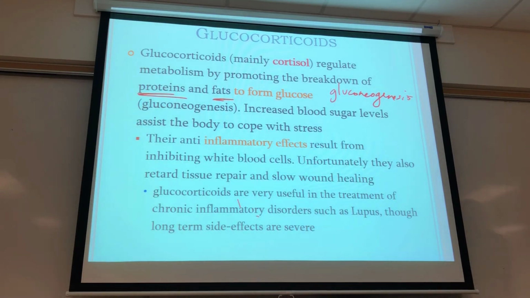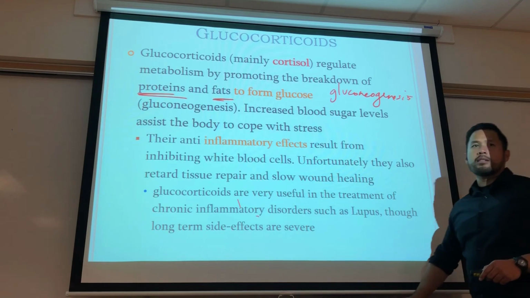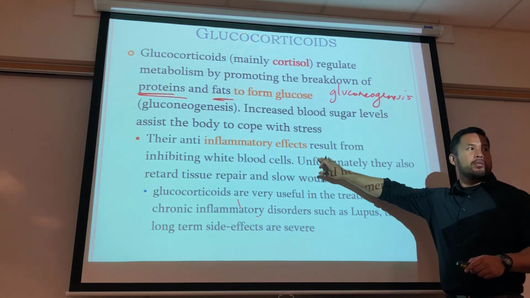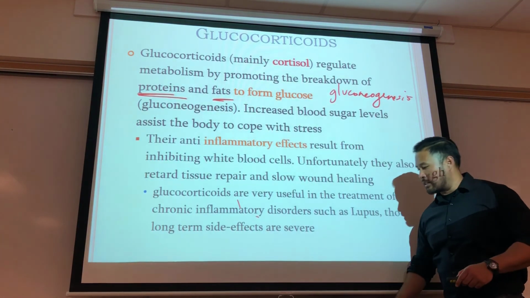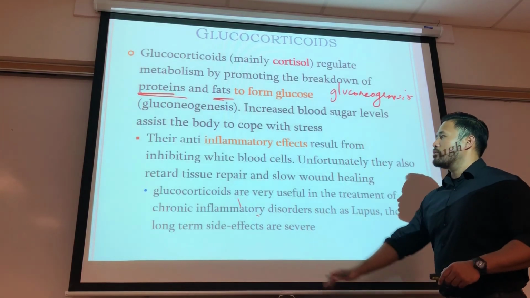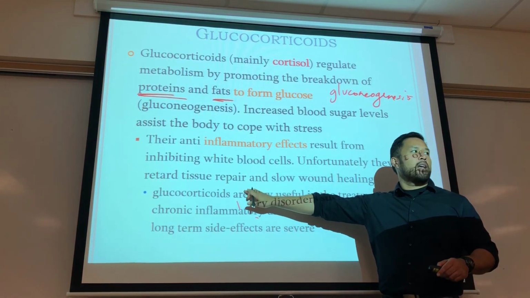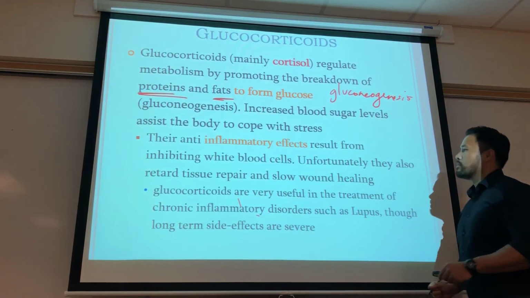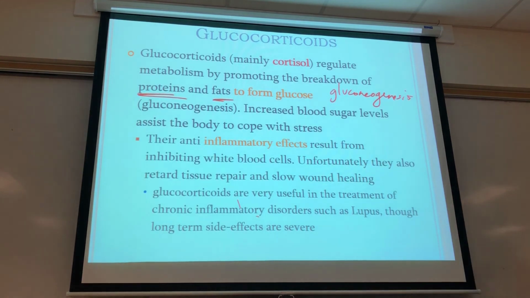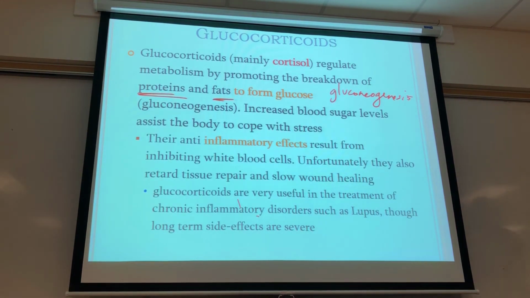The other thing about cortisol is that even though it reduces the inflammation through our prostaglandins and leukotrienes, it also slows down the rate at which we can heal from wounds. So tissue repair is affected.